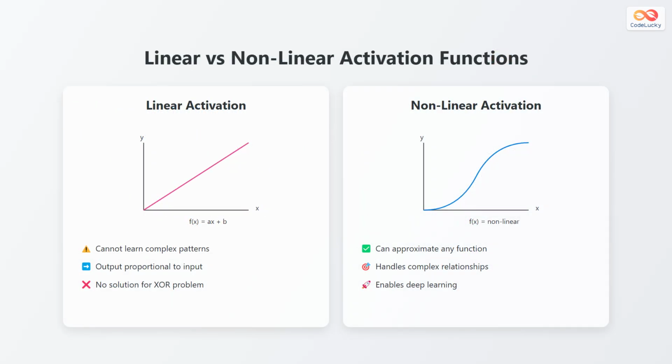Here we compare linear and nonlinear activation functions. A linear activation function results in an output that is directly proportional to the input, therefore it cannot learn complex patterns. It does not provide a solution for problems like the XOR problem. On the other hand, a nonlinear activation can approximate any function. It handles complex relationships and enables deep learning.